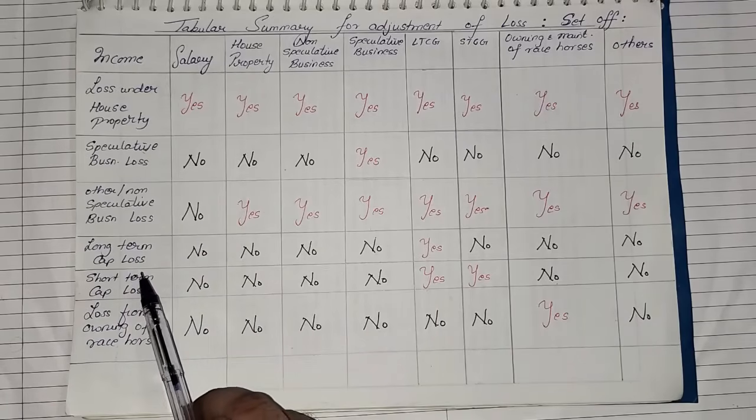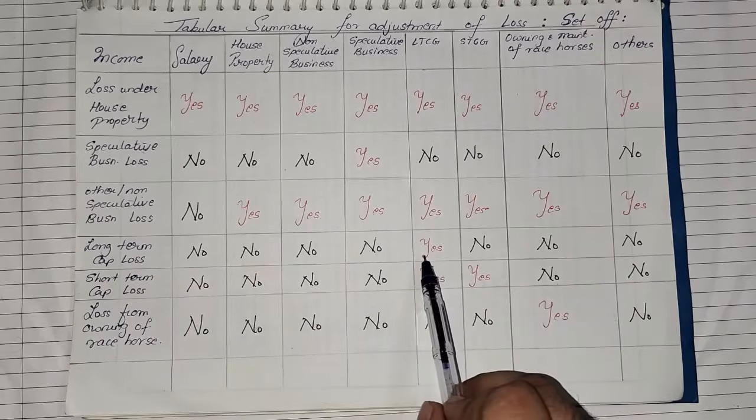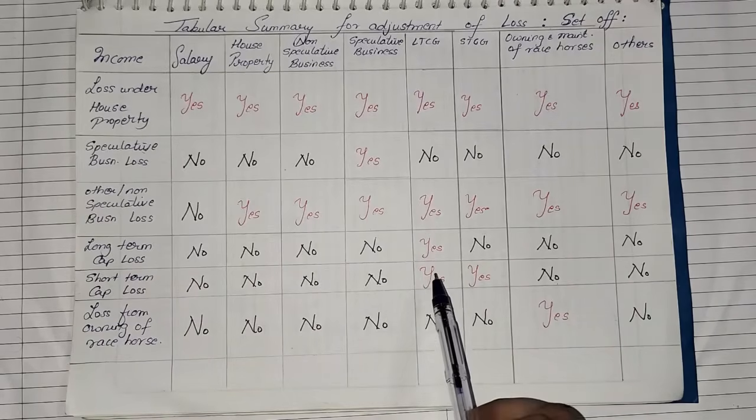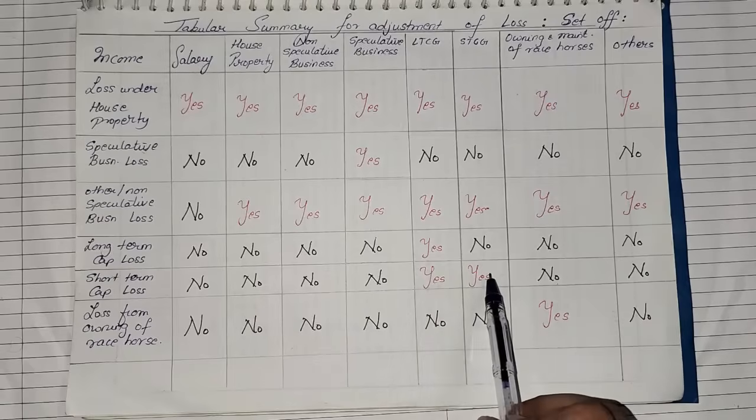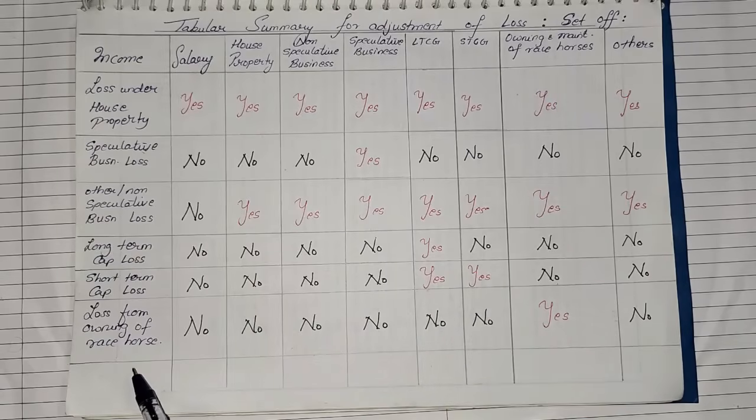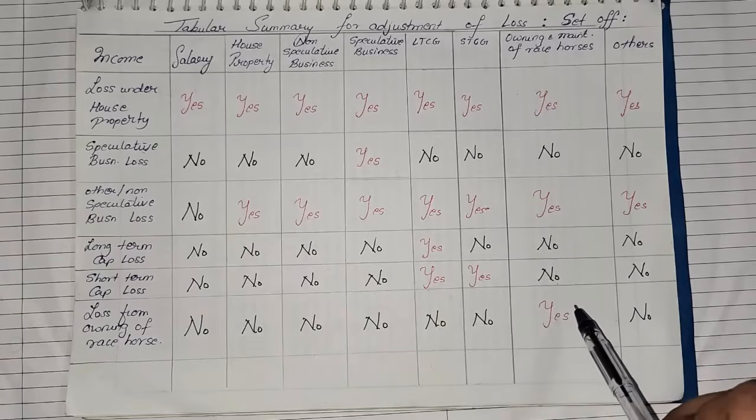Long-term capital loss can be set off only against itself. Short-term can be set off against long-term and short-term. And loss of owning or maintaining the horse race or race of horse can be set off against the race itself, nothing beyond that.